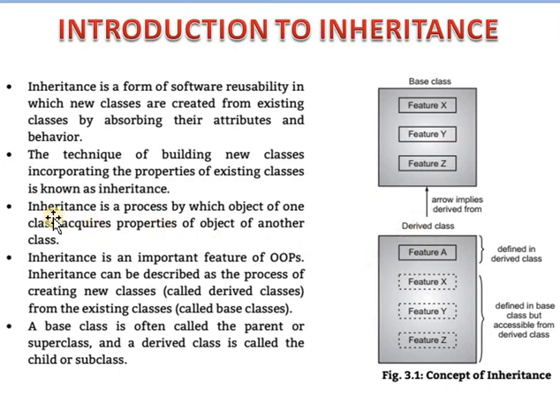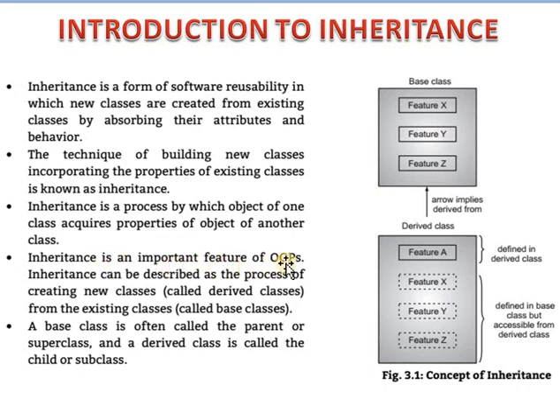In short, inheritance is a process by which an object of one class acquires the properties of an object of another class. In object-oriented programming, in inheritance, one object copies the attributes or properties of another object. Here, the object of one class copies the properties of the object of another class.